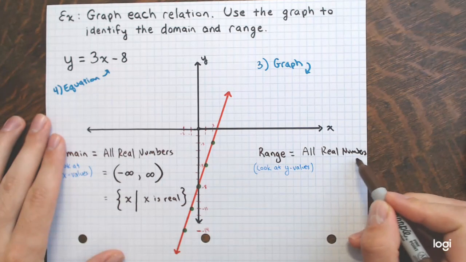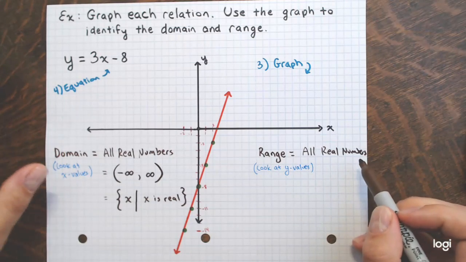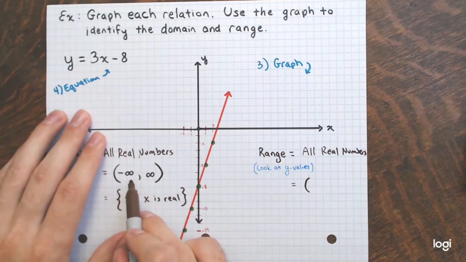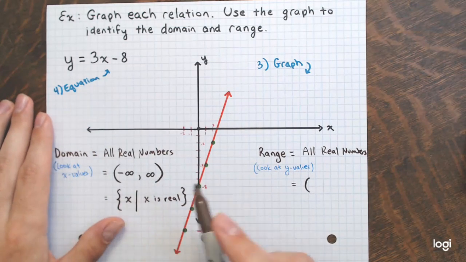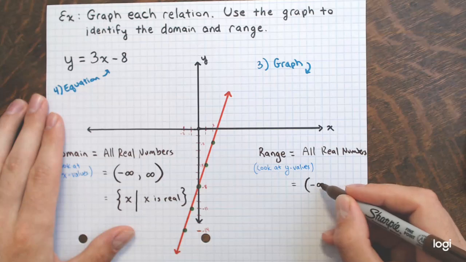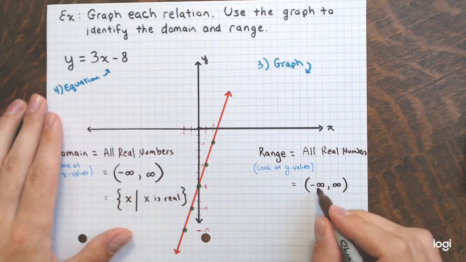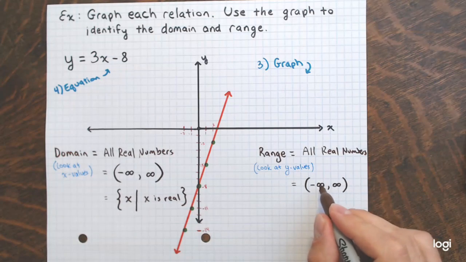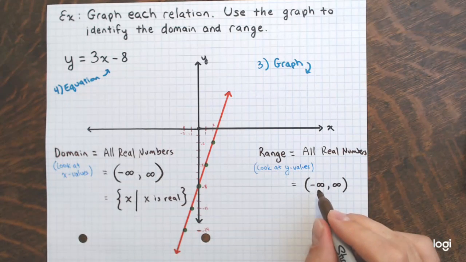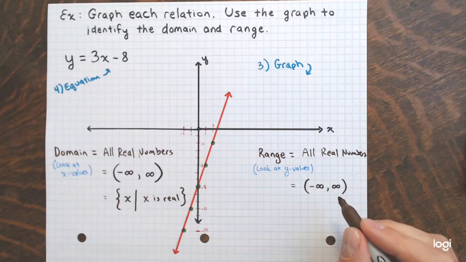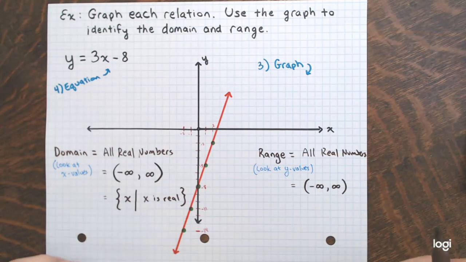Sorry about the clutter there, it's near the end of the page, but all real numbers. Or if you want to write that in interval notation, this is the way to indicate all real numbers: every number from negative infinity to positive infinity. Again, those aren't numbers, but it's just describing everything. The negative infinity implies that there is no lowest value in the range, and the positive infinity simply implies that there's no highest value in the range. You can go up as high as you want.